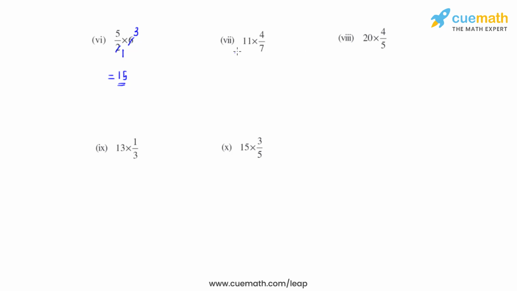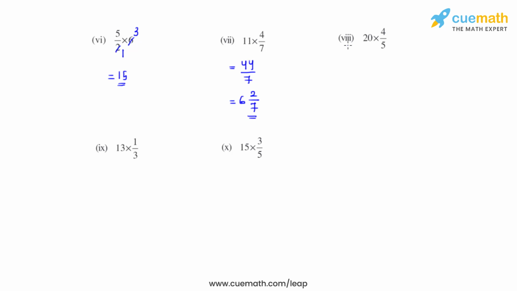Now coming to the seventh bit, we have 11 times 4 over 7. On multiplying, we get the product as 44 divided by 7. On division, we get the quotient as 6 and the remainder as 2. So the mixed fraction for this will be 6 2/7.